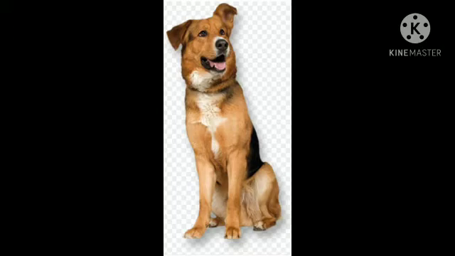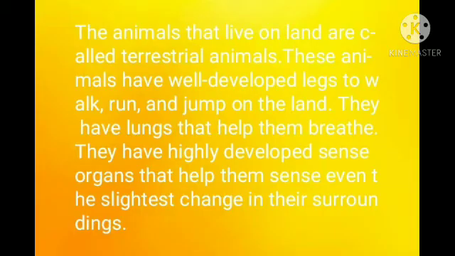It can smell, hear, and it can identify if any problem is arising in its surroundings and it will run from the place. So it is one type of adaptation for him or her to save her life. Am I correct? And the animals, as we already said, that live on land are called terrestrial animals.